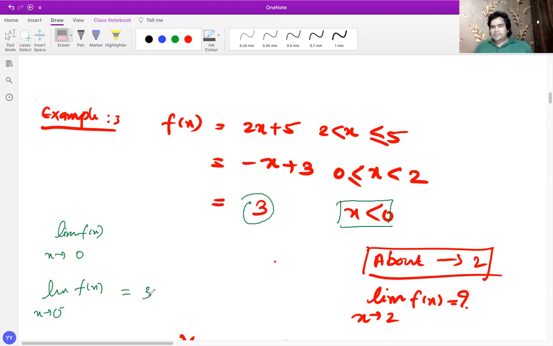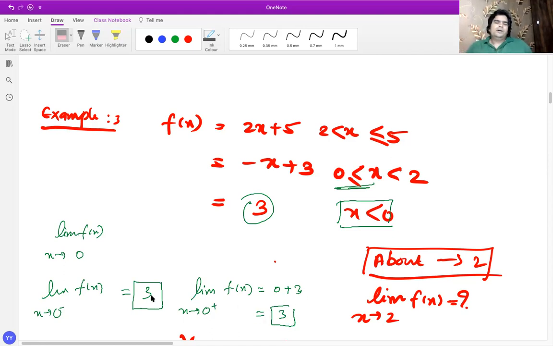It's independent of x. While if you look at its right hand limit, which is valid for x more than or equal to 0, I'm going to use this function, limit x tending to 0 positive, that's going to be f of x, which is nothing but 0 plus 3. So that's nothing but 3 here. So you can see since both the y values or the limits are the same, we say that the limit around 0 will exist.